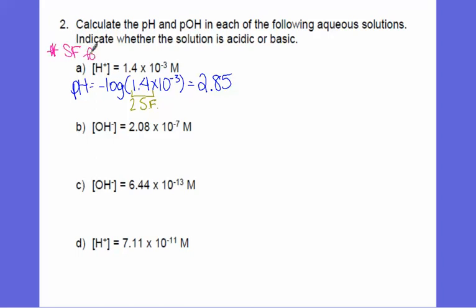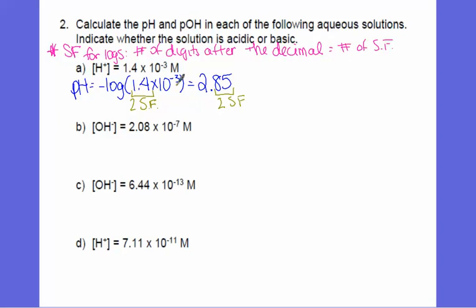Sig figs for logs. Remember, logs are base 10. The number of digits after the decimal is the number of sig figs in your log value. So like here, we have 2 digits after the decimal, so that's our sig figs. Whatever comes before the decimal is telling you essentially the power of 10 that it was.